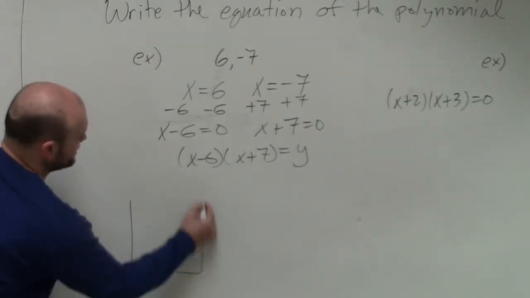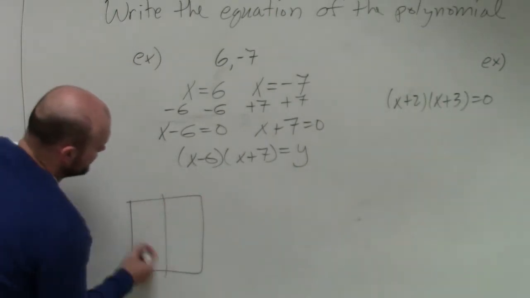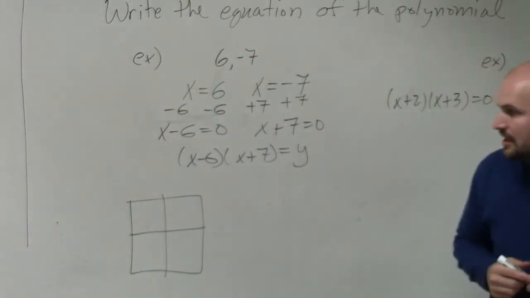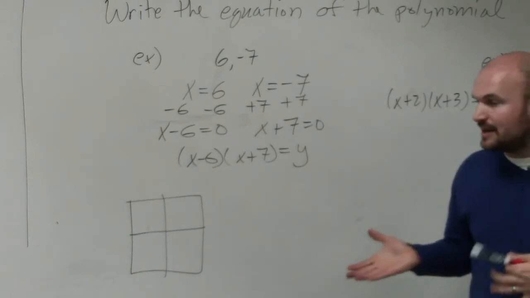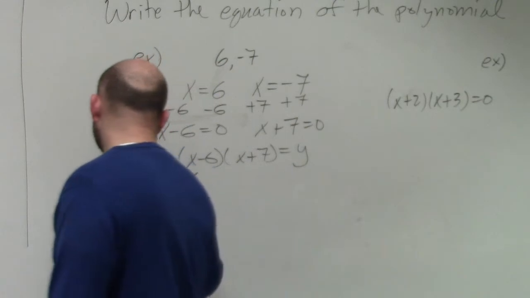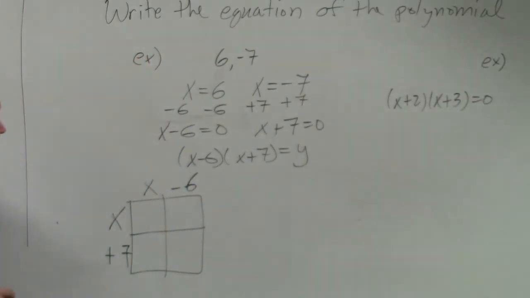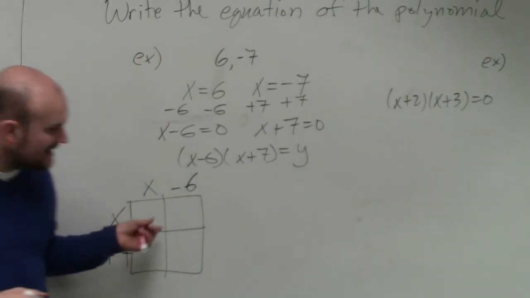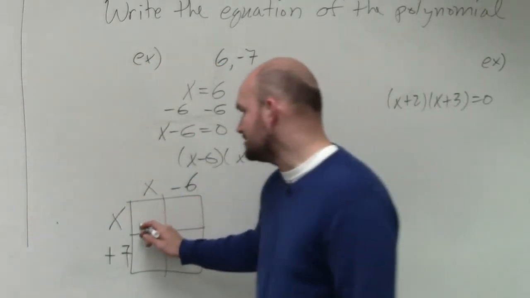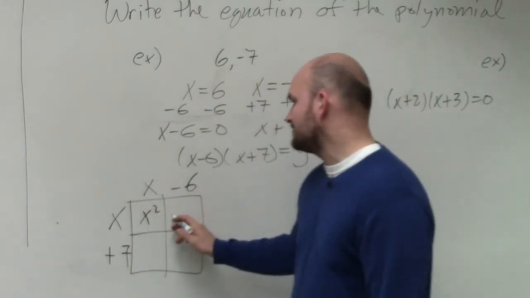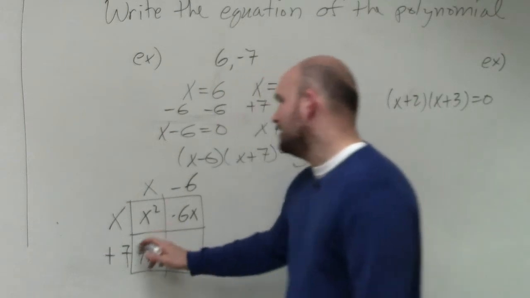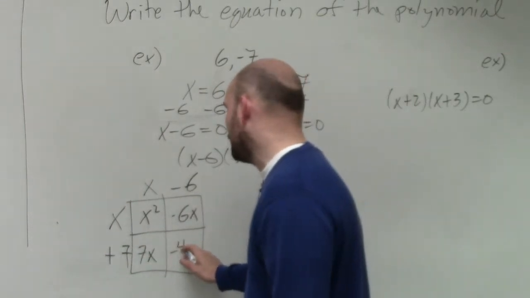Now, to multiply this, I'm going to go back to using the box method, because this is going to become very helpful for you guys in the next problem. When I like to multiply binomials, I take one and put it up top, and take the other and put it on the side. Now, all I have to do is find the area of each of these boxes. X times x is x squared. X times -6 is -6x. X times 7 is 7x. And 7 times -6 is -42.